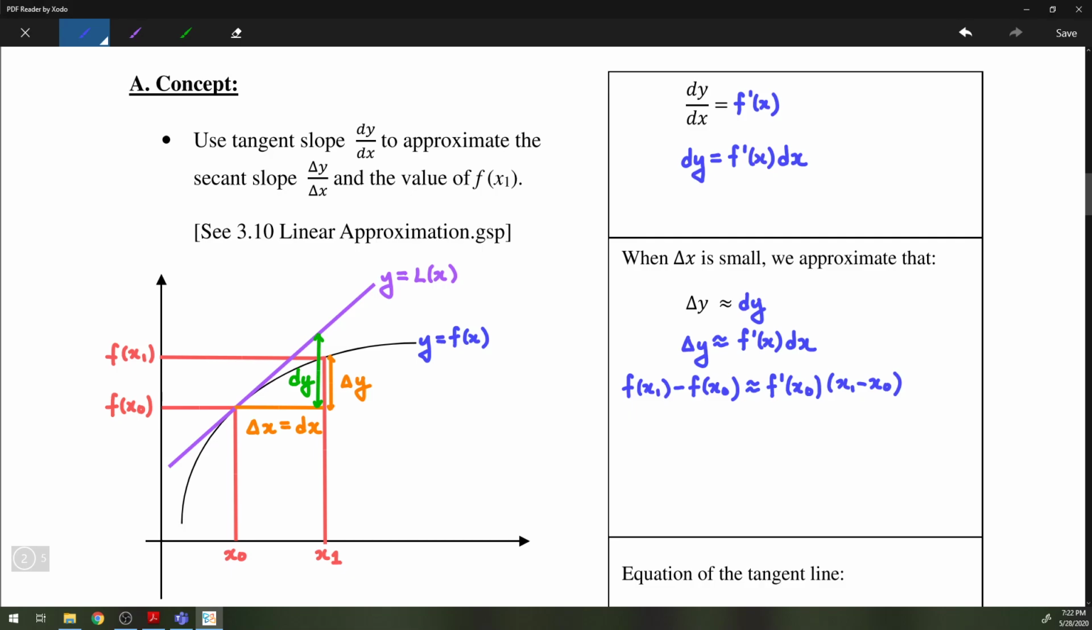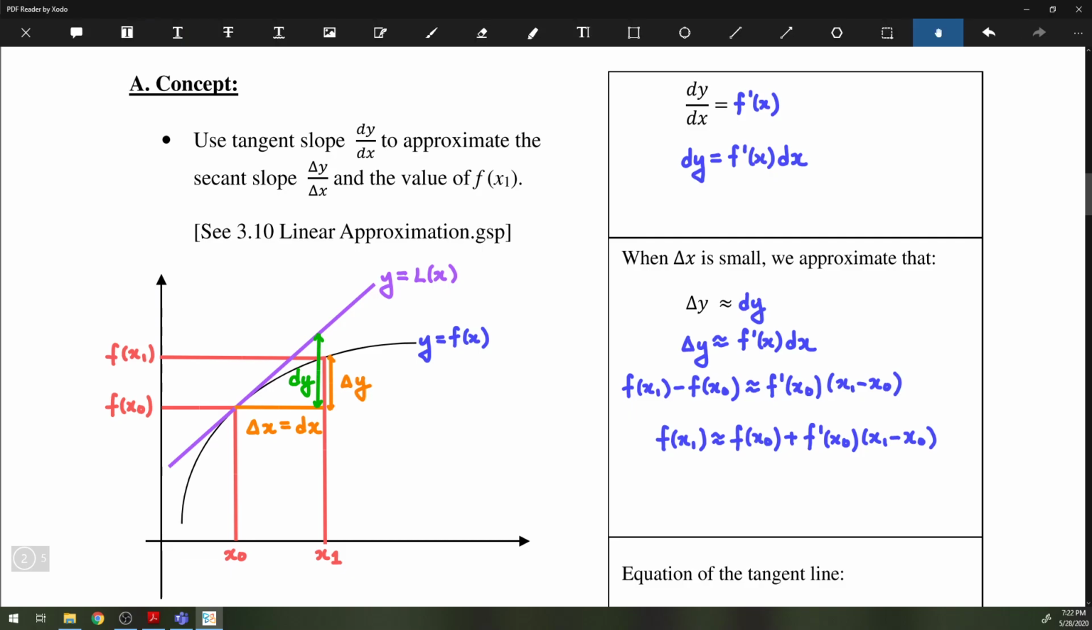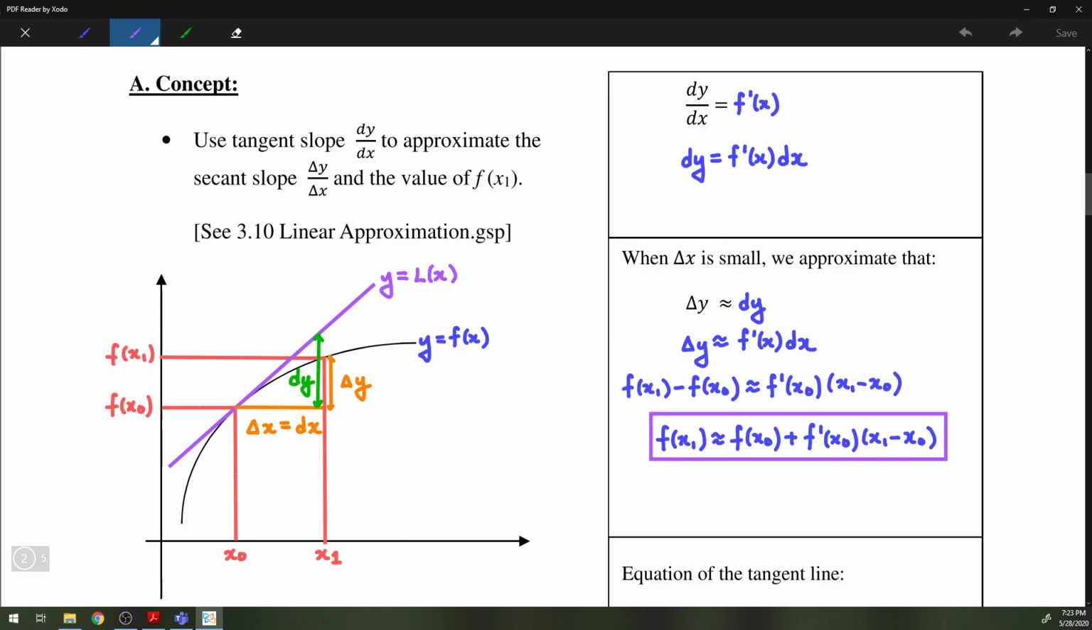So if we use the linearization to approximate the value of f of x1, we will find that f of x1 is approximately equal to f of x naught plus f prime of x naught, multiplied by x1 minus x naught. That will be the linear approximation equation that we'll be using right here. Of course, this substitution was possible because we made the assumption that dx is equal to delta x, as stated on the graph on the left.